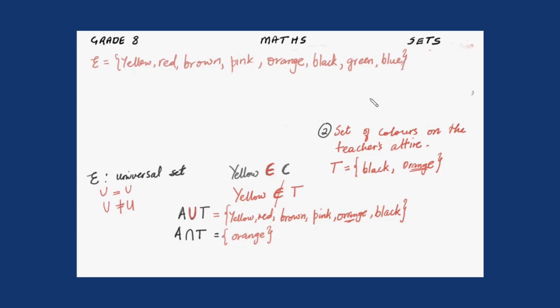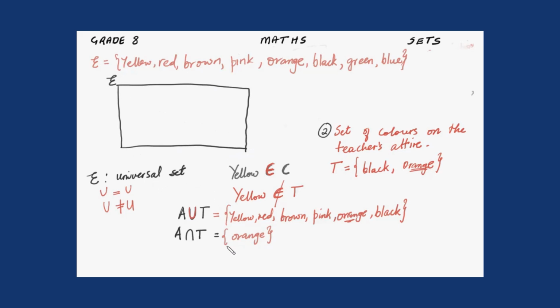Then that is it. So the universal set is the set of colors yellow, red, brown, pink, orange, black, green, blue. All right. Now, if you were asked to draw a Venn diagram to represent that information, how would you do that? Let's look at this, guys. We would draw a huge triangle and label it universal set.